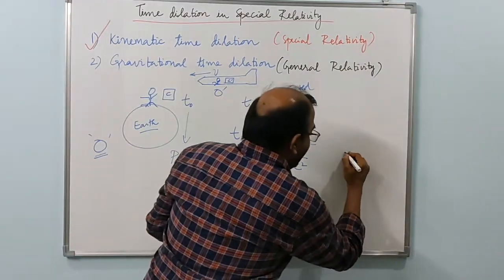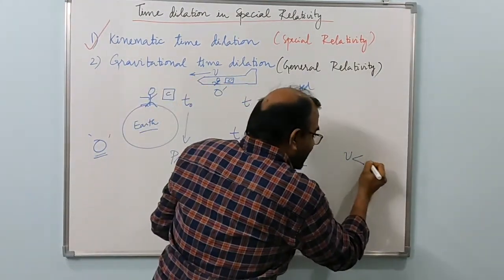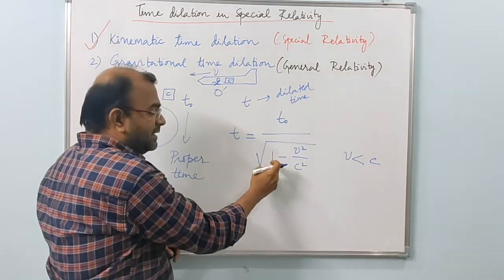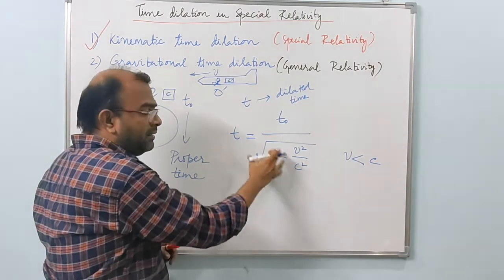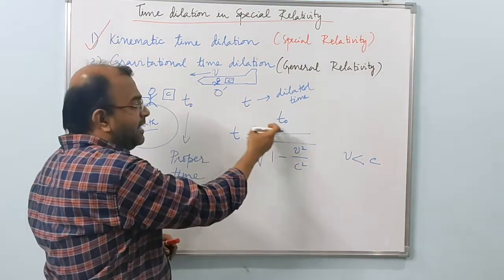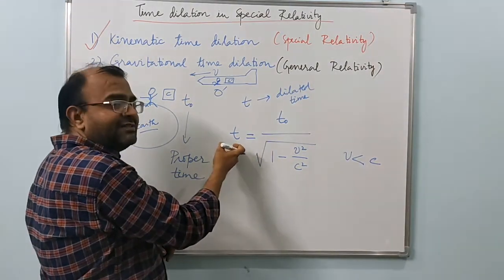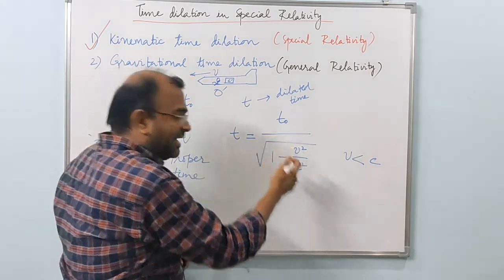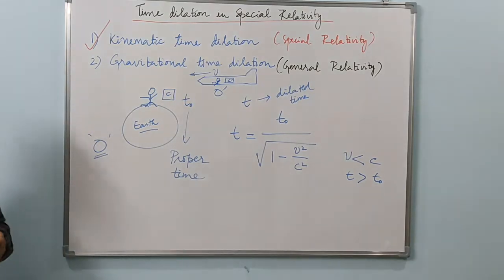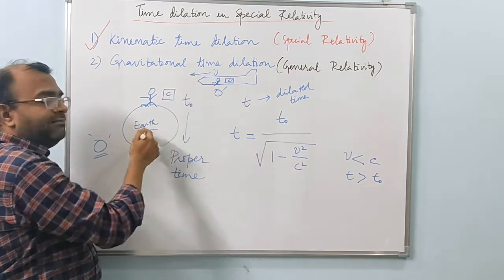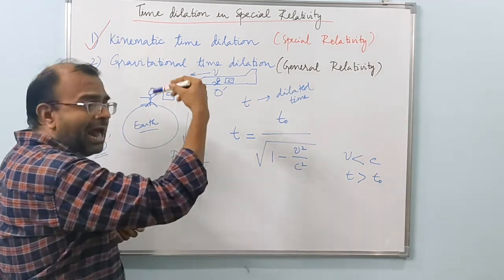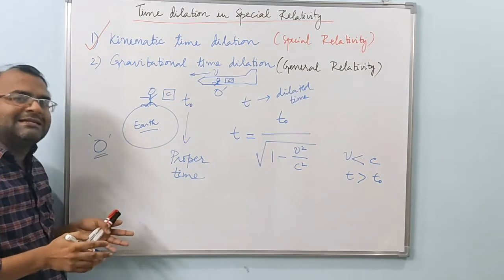So V can never be greater than C, so V is always less than C. That means this term is going to be less than 1, the denominator, and if it's a fraction, then you know that the left side has got to be greater than the right hand side, so you will have T always greater than T naught. So whenever an observer in motion has his clock measured by an observer who is at rest with respect to the observer in motion, he would find that the other person's time has dilated.